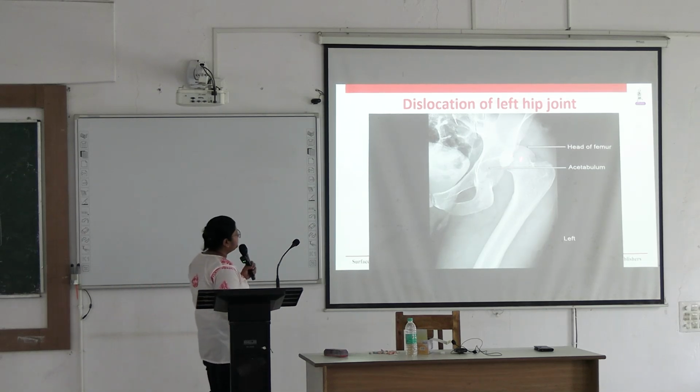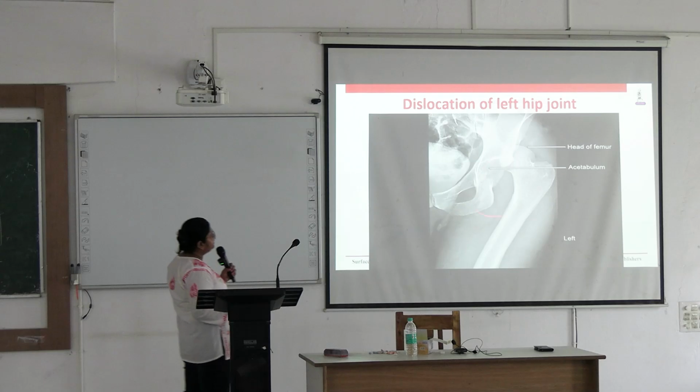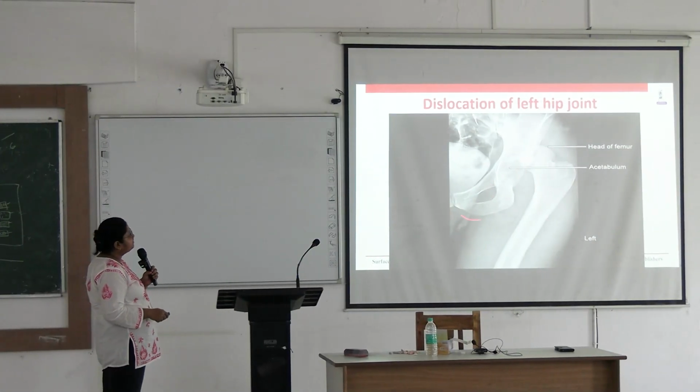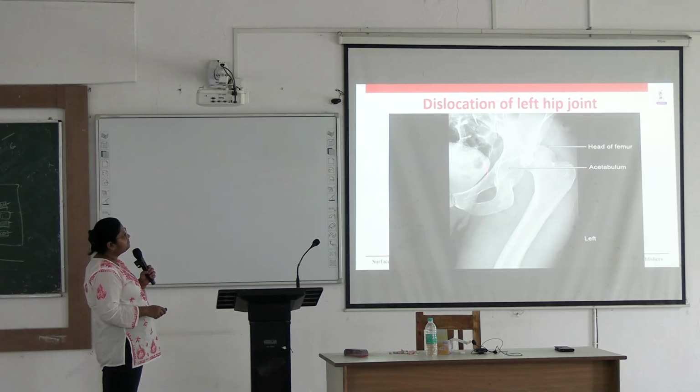So here you can see this is the acetabular cavity and the head is not located in the acetabular cavity. It is displaced upward and posteriorly in the gluteal surface. Okay, so here you can see dislocation of the left hip joint. This is the obturator foramen, and this is the bladder shadow.